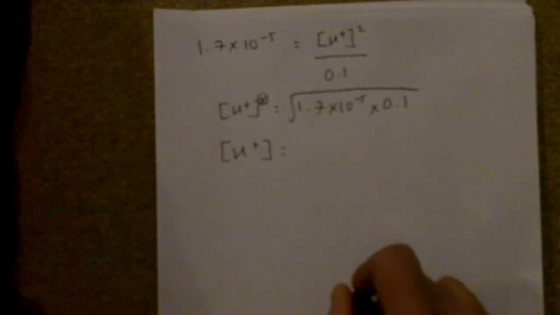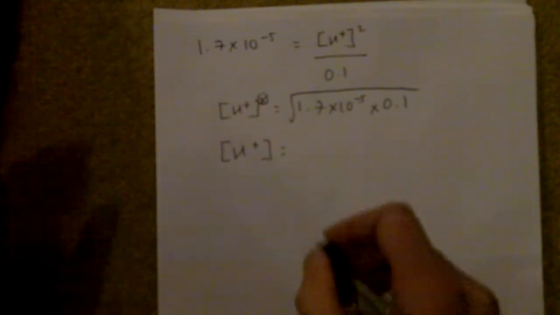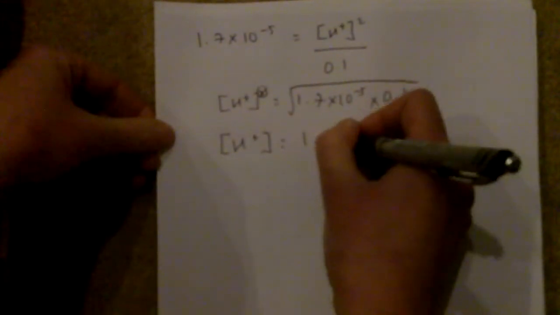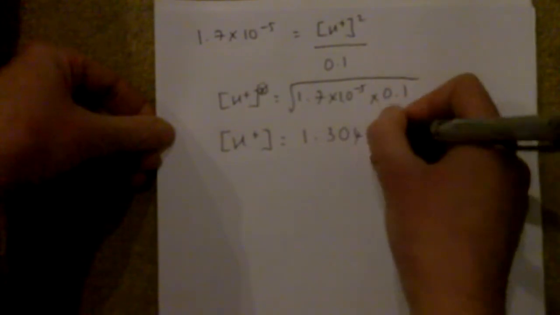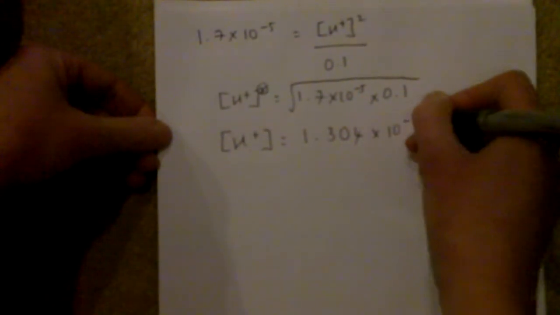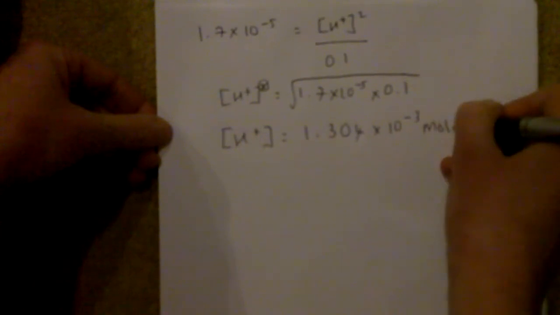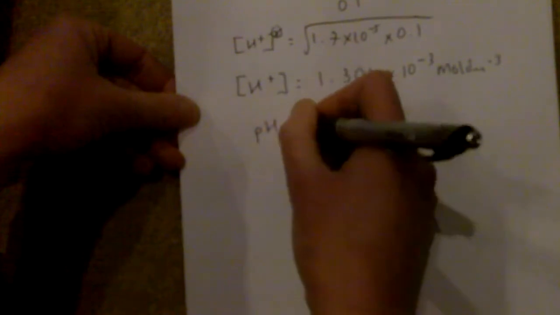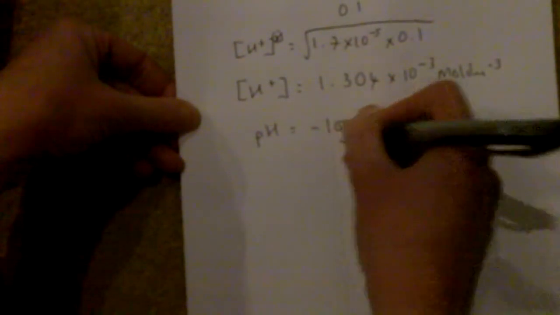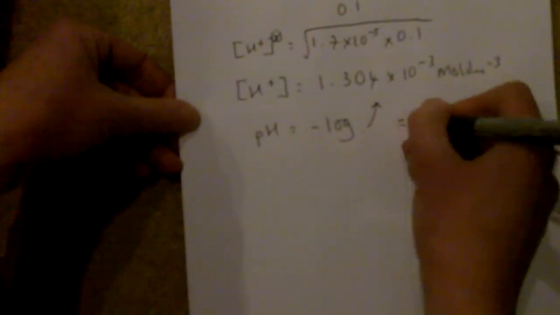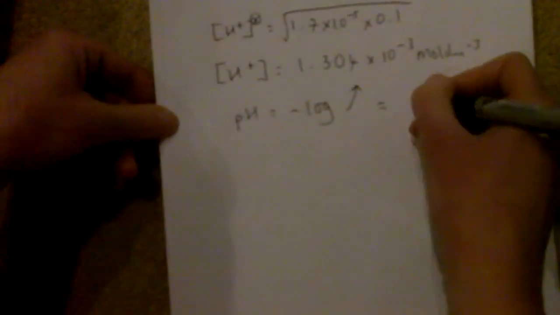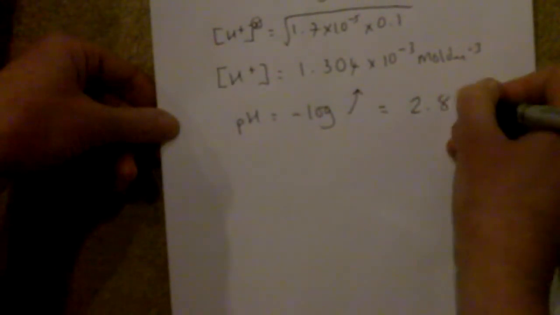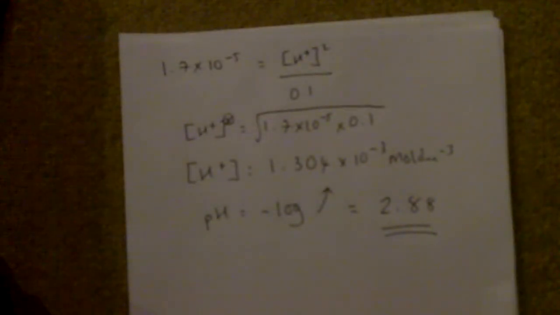concentration. When you do that on this example, you get 1.304 times 10 to the minus 3 moles per decimeter cubed. Then you can work out the pH, because you can just do minus log of that, and when you do minus log of that to 2 decimal places, you get 2.88. So that's how you work out the pH of a weak acid. Let's just double check.